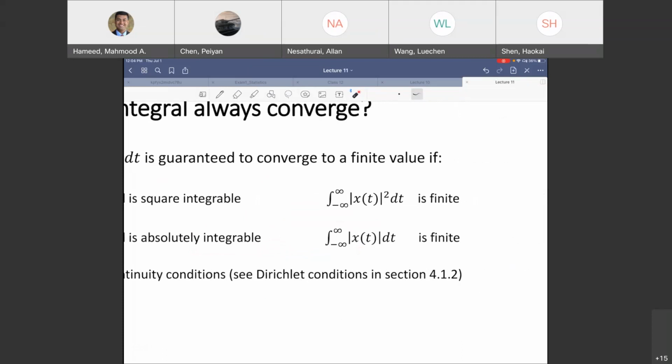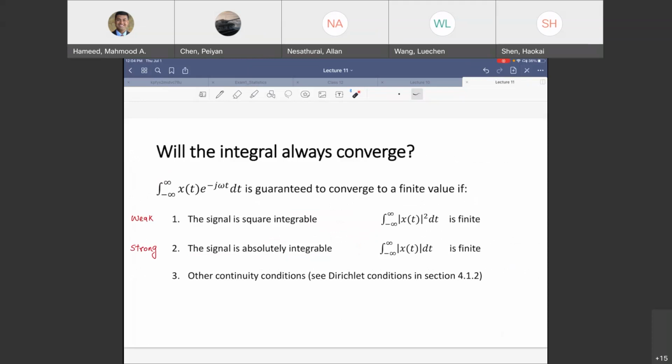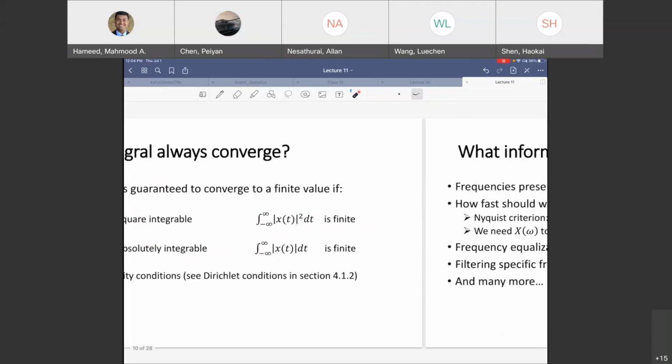Is sine integrable? It's going to keep on going, right? So the chances are that you're not going to have that converge. So the signal is absolutely integrable, strong condition, weak condition. All right, we talked about that.